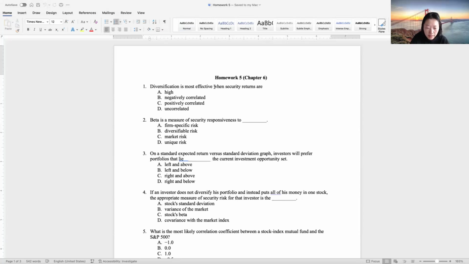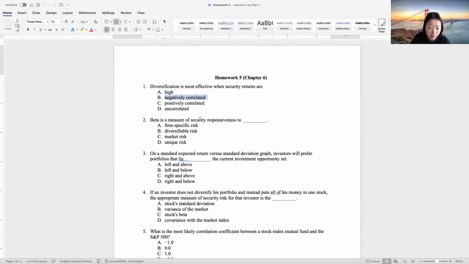Now, number one, diversification is most effective when security returns are high, negatively correlated, positively correlated, or uncorrelated. We have a similar in-class exercise asking some questions similar to this, that by adding what type of securities into portfolios, we can have some sort of diversification effect.